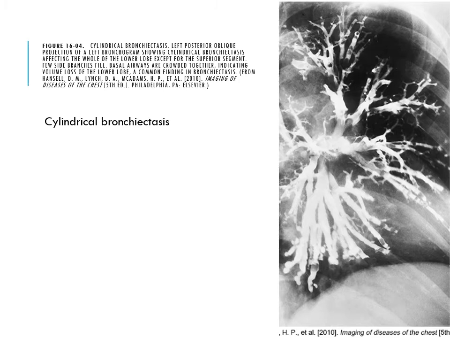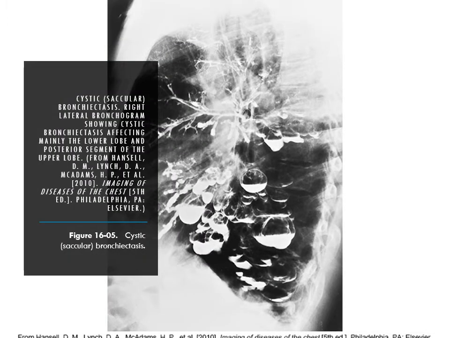This is a picture of cylindrical bronchiectasis in the posterior lower lobe. This is from a bronchogram. You can see some in the superior segment, but most of it is in the lower lobe, and it's a common finding in bronchiectasis. This is cystic or saccular bronchiectasis from a right lateral bronchogram. It shows bronchiectasis affecting mainly the lower lobe and the posterior segment from the upper lobe.